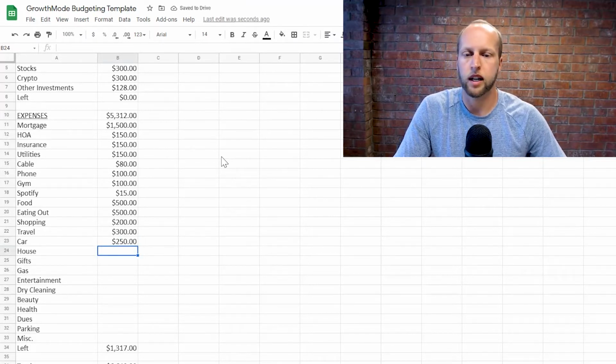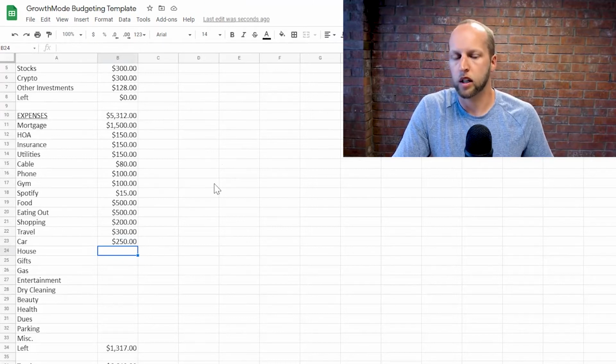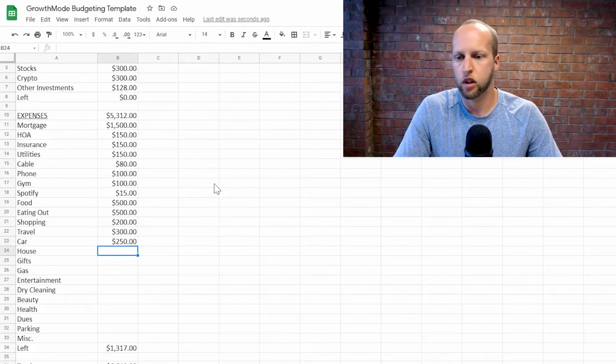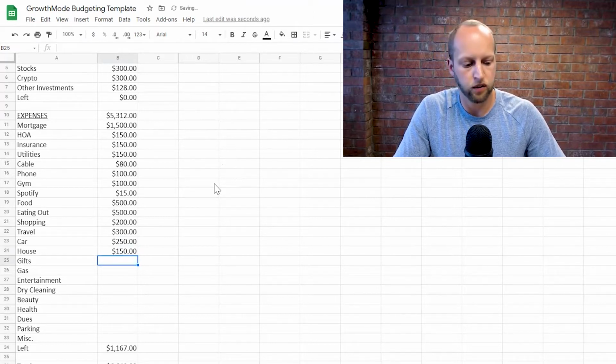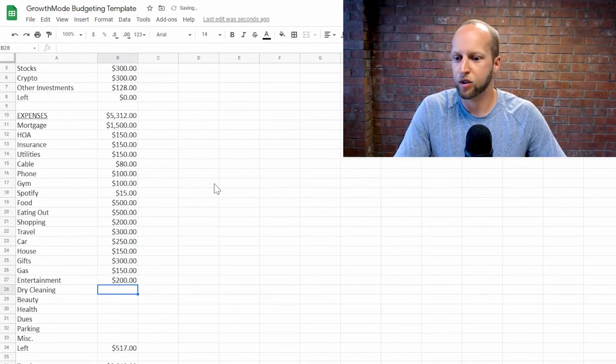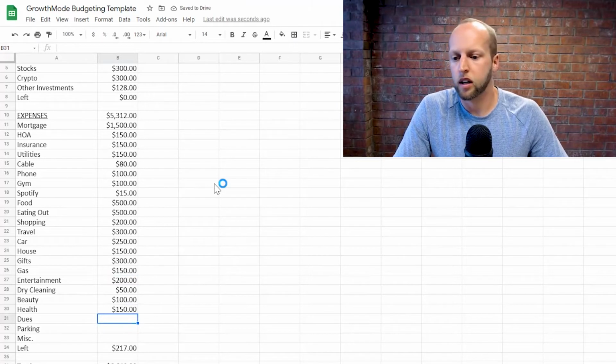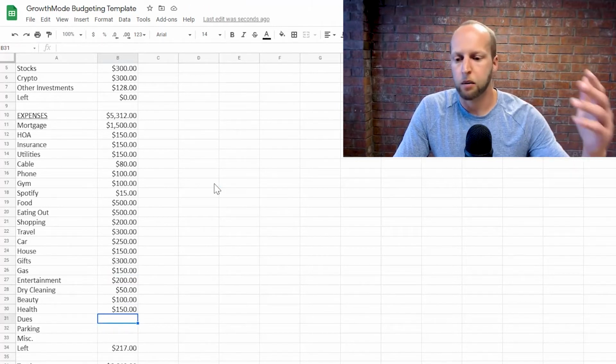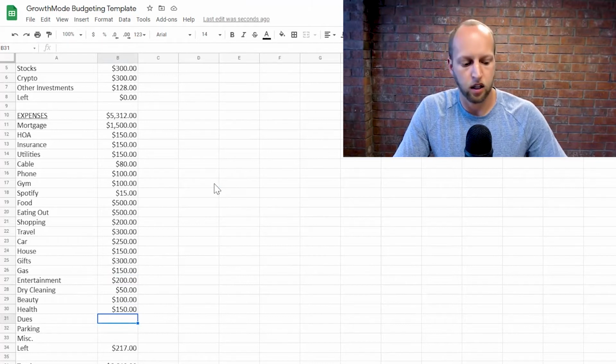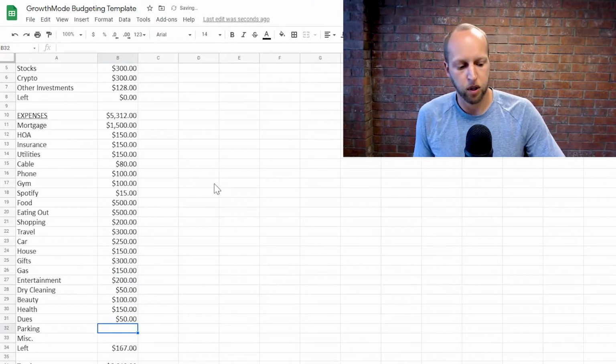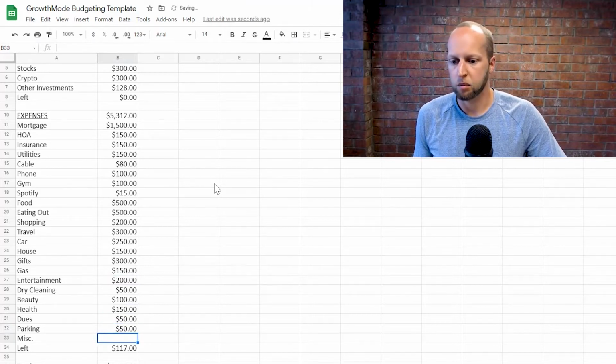House, typically this is house items. Obviously this isn't mortgage or anything like that. Whether you're renting or you own, this is just stuff that you buy around the house. We'll say $150, $300 for gifts, gas $150, entertainment, dry cleaning $50, beauty, health. Dues is usually things like credit card annual fees or Amazon Prime, so typically that's not too bad on a monthly basis, might be $50 a month. Parking might be $50, and then miscellaneous, you might be at $30 or something like that.